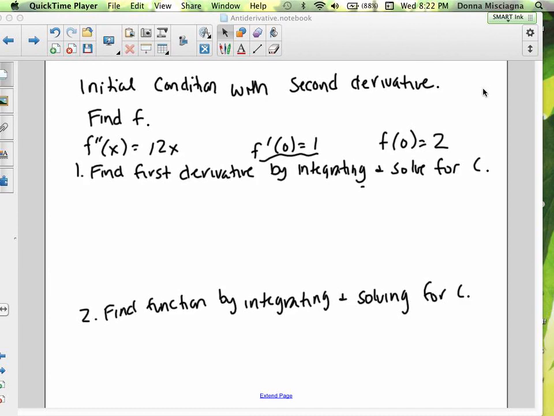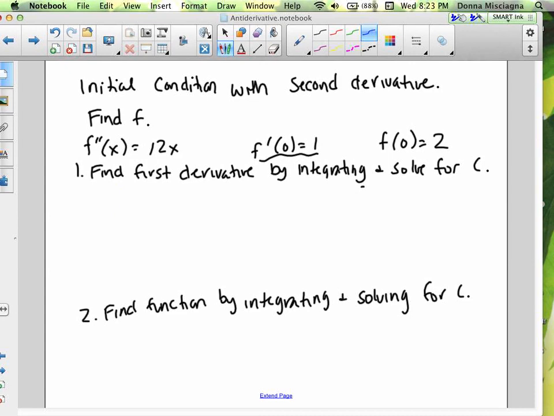Welcome. So we're going to be writing the equations for functions given the derivative and initial condition. And these are going to be the second derivative. So we're given the first derivative, we're given the second derivative. So we have to first integrate to find the first derivative, and then we have to integrate again to find the original function. So our second derivative here is 12x dx.